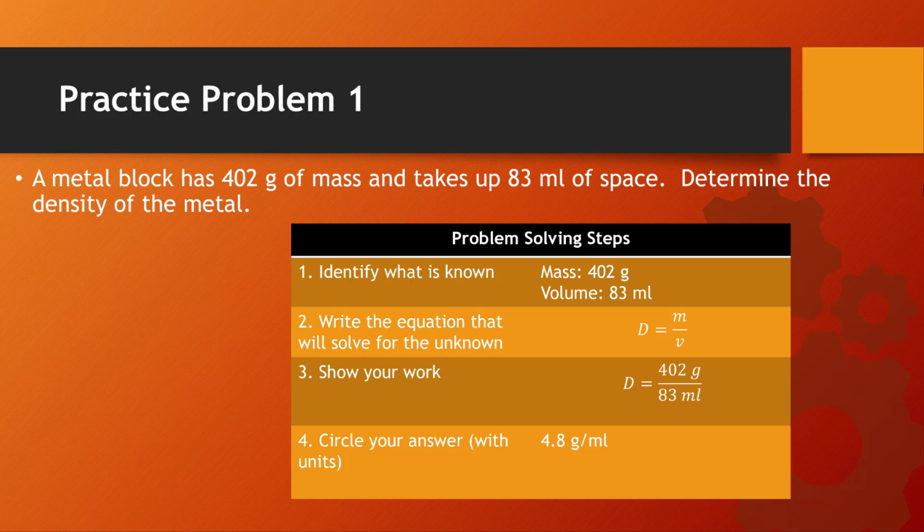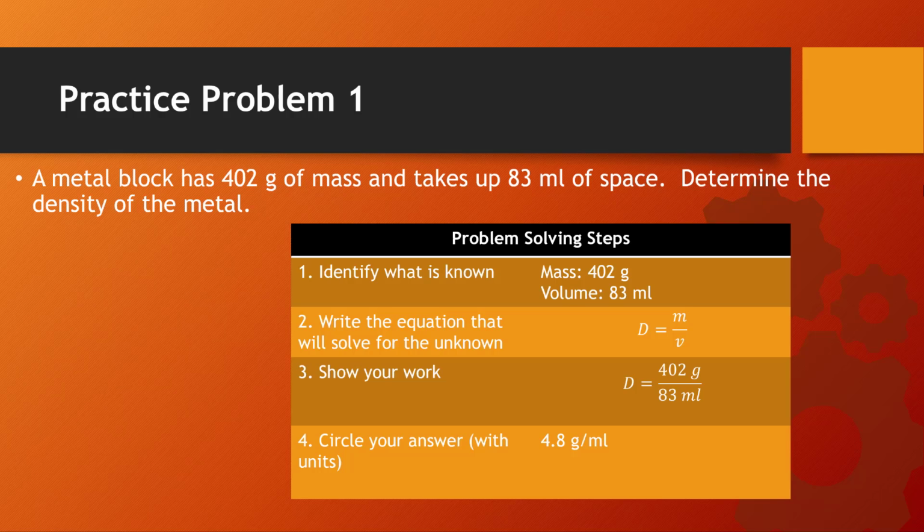But what I want to point out here is that if we look at the problem, or what's known, the mass, 402 grams, has 3 significant figures. The volume, 83 milliliters, only has 2 significant figures. Therefore, our answer can only have those 2 significant figures. It can't have 3. That's all the precision we can have. So that's just a little bit of the application of things that we've done up to this point.